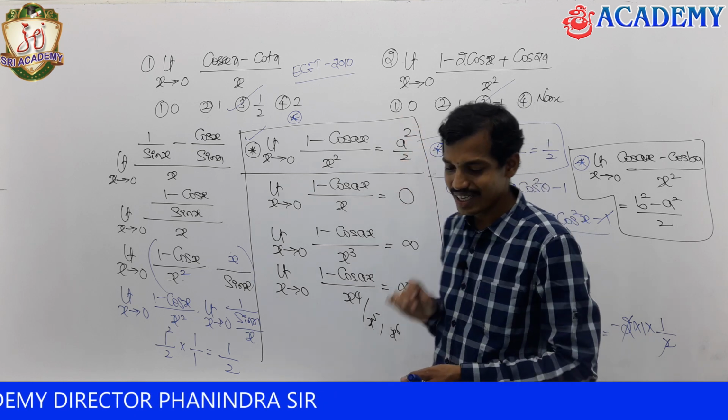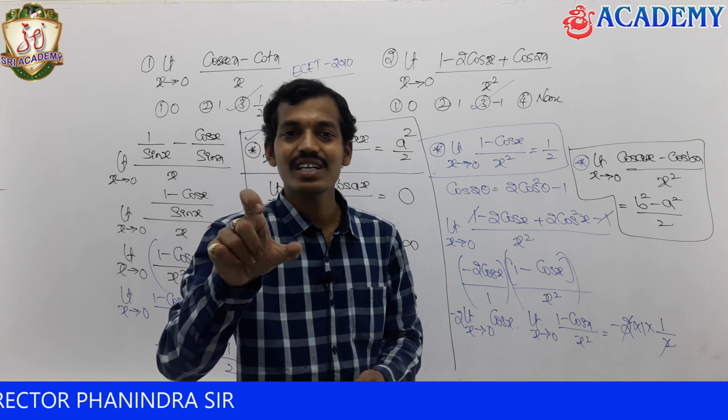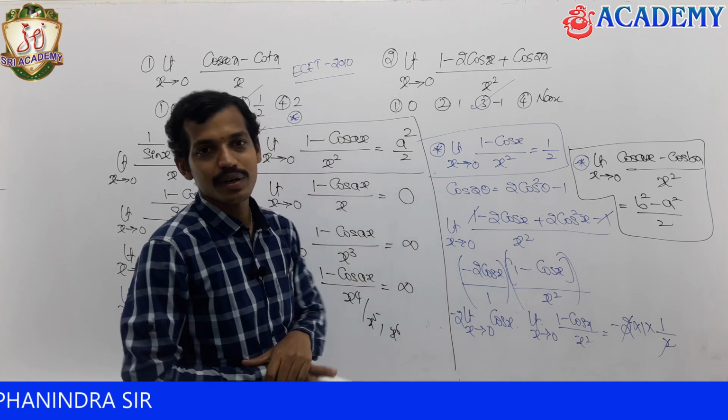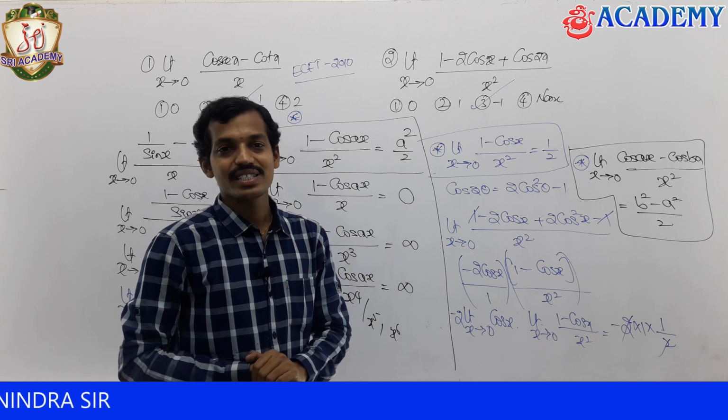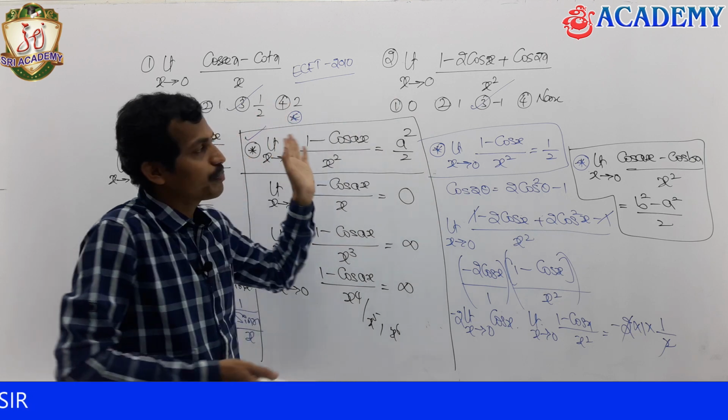Only for that. Why? Because in limits, if the numerator degree and denominator degree are both equal, then the answer is going to exist. Based upon that, here the numerator degree and denominator degree are both equal, so the answer exists. With this result, if you get a problem like this, you can do any problem.